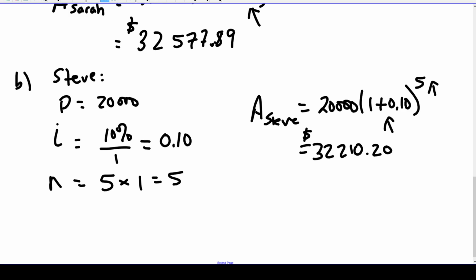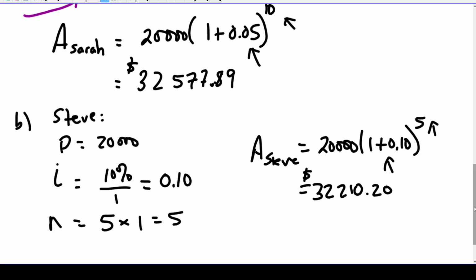And the reason is because of the magic of compounding interest. Sarah got interest at the halfway mark, and that interest gained interest by the end of the year. And that's what's making the difference. The magic of compound interest.